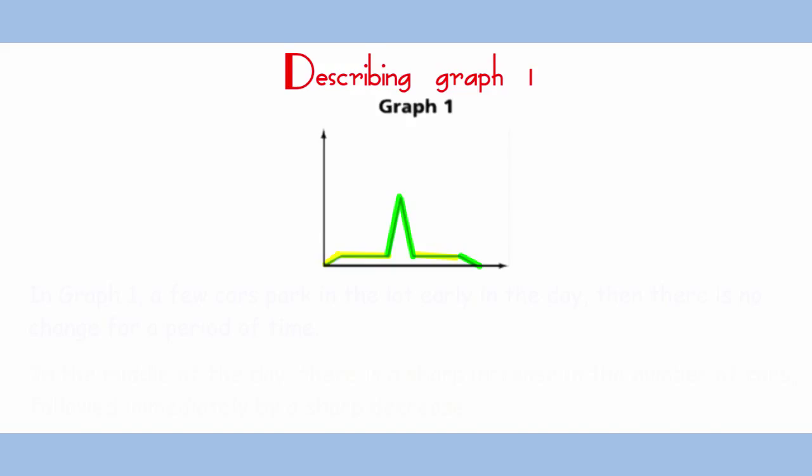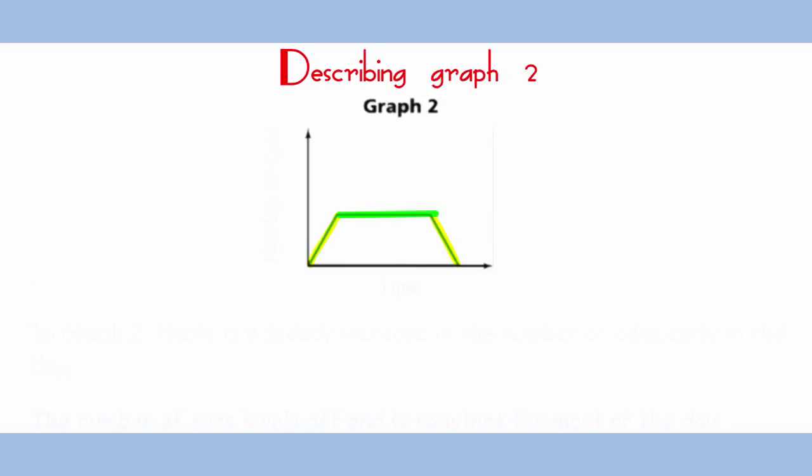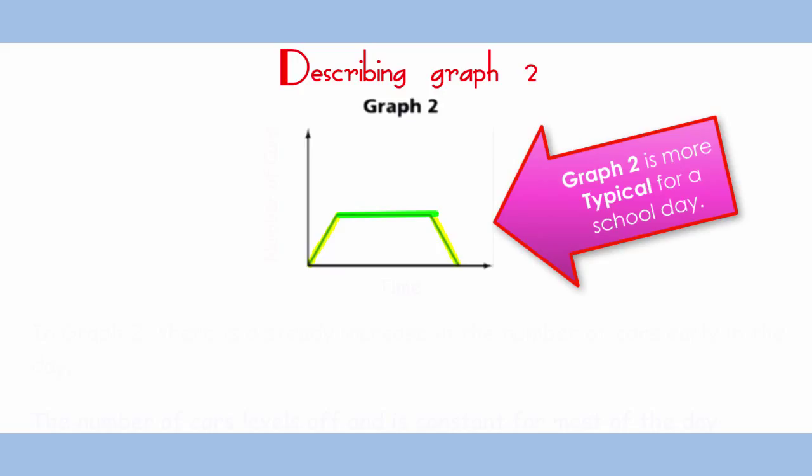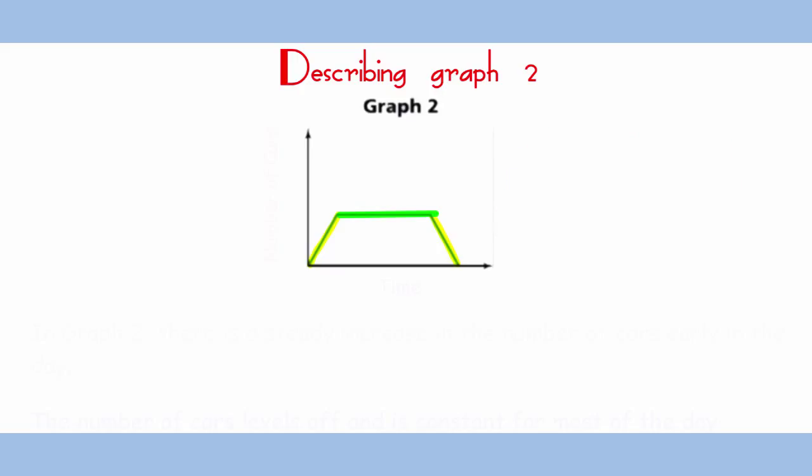Now comparing these two graphs, Graph 1 with a sharp increase in the middle of the day followed by a sharp decrease, versus a steady increase and then no changes until the end of the day for Graph 2. As you can tell, Graph 2 is more typical for a school day where things should not be changing while all the cars are parked, because teachers are unlikely to leave the school in the middle of the day.